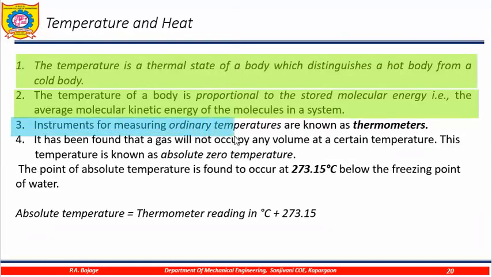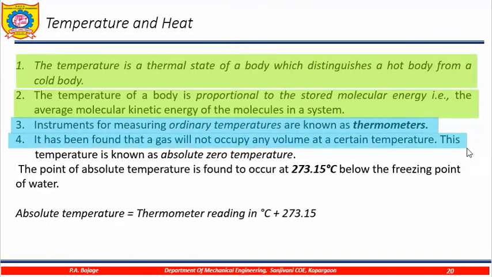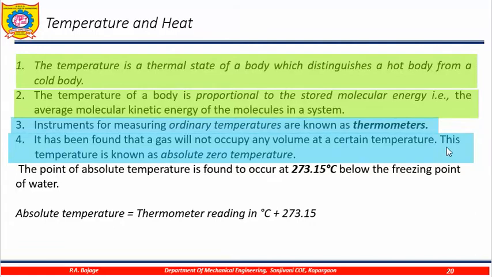Instruments for measuring ordinary temperatures are thermometers. It has been found that gases will not occupy any volume at a certain temperature. This temperature is known as the absolute zero temperature. So, please remember that gases will not occupy any volume at a certain temperature, and that particular temperature is called the absolute zero temperature.